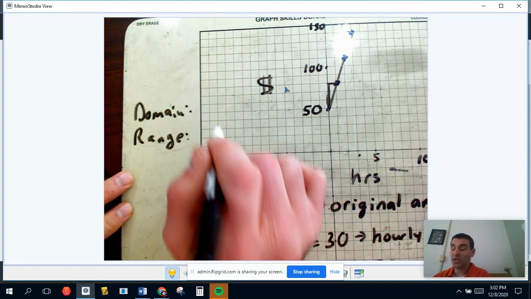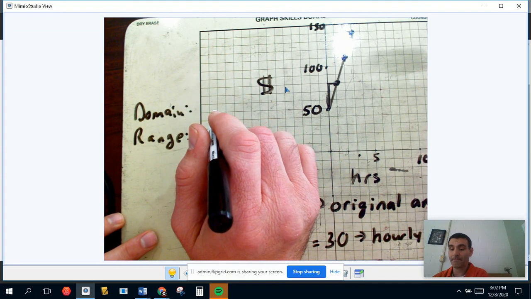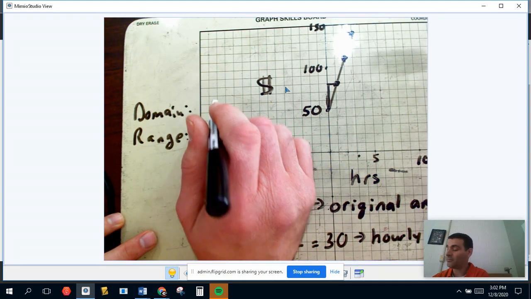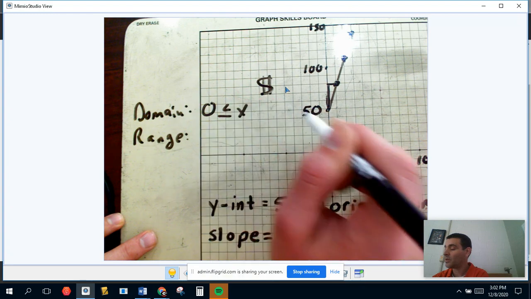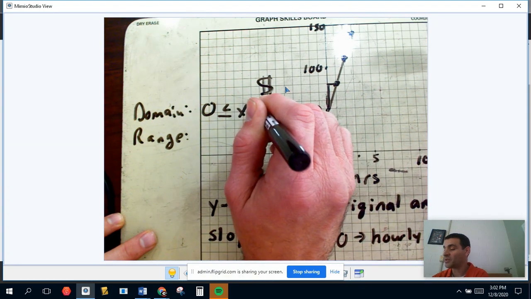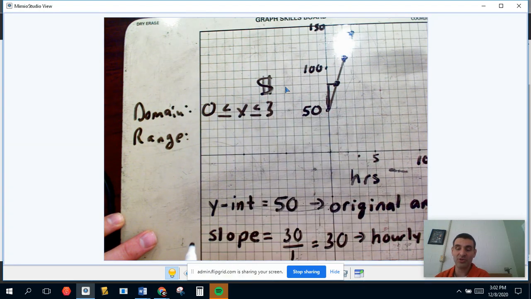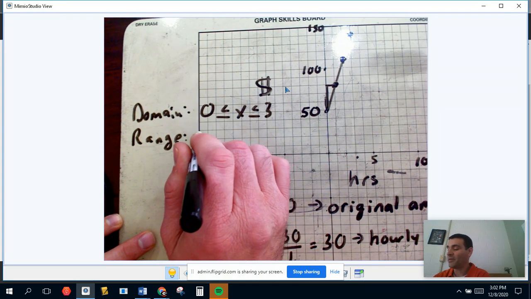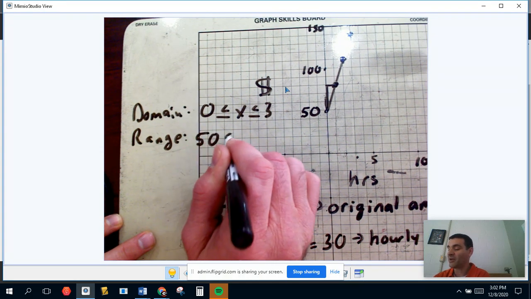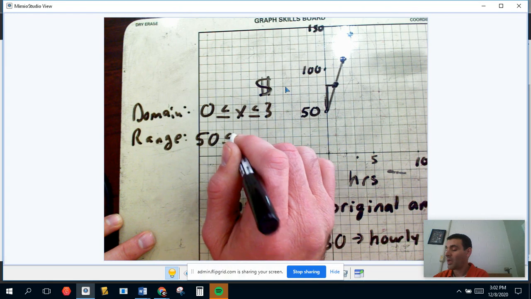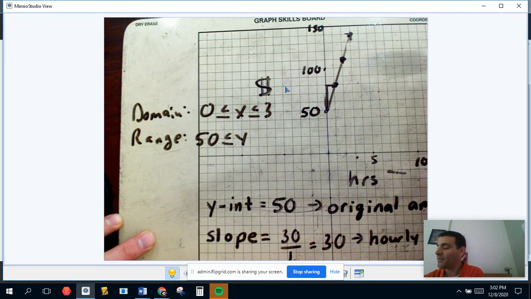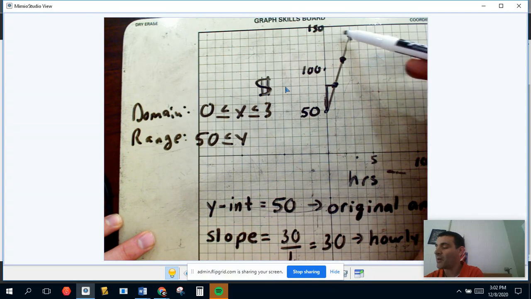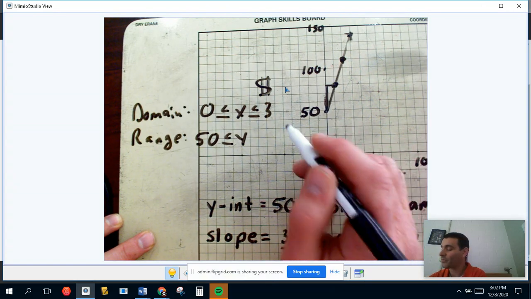So the domain, he could work no time at all, up to 3 hours, looks like, with what we can see, if it's a 3-hour job. The range here would be 50, because remember, he's going to make $50 regardless. And it looks like the most he would make, the largest possible y, would be 140.